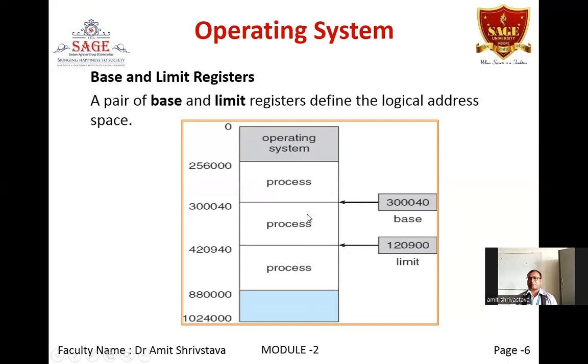Whenever this process tries to generate any address, it is checked that the address should be less than the base plus limit register, and it should be greater than or equal to the base address. If it is so, then it means it is trying to access an authorized or valid address that is lying within the limits of this process. If it is trying to access an address beyond this process, then the process will automatically be terminated by the operating system. So these base and limit registers can be utilized for that purpose.